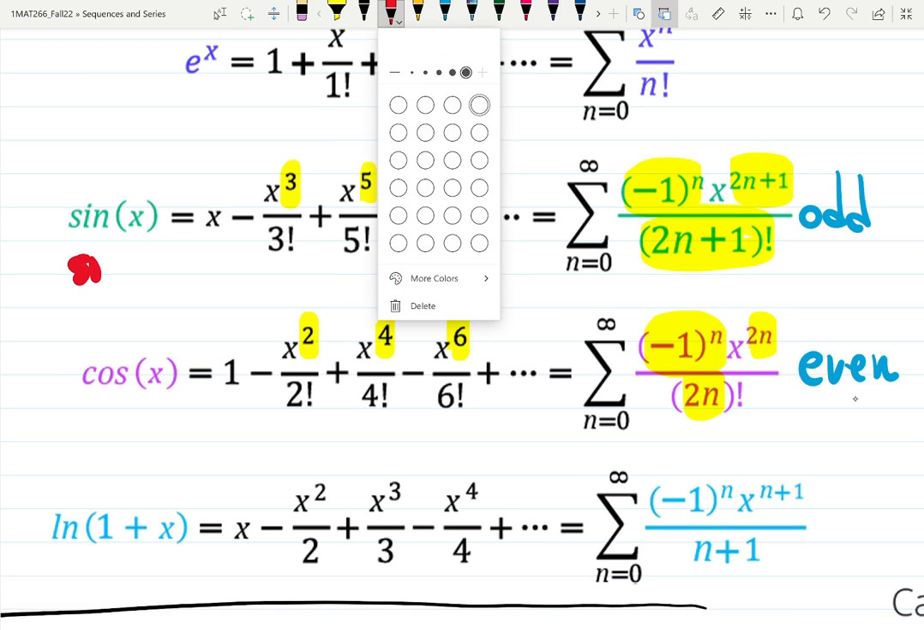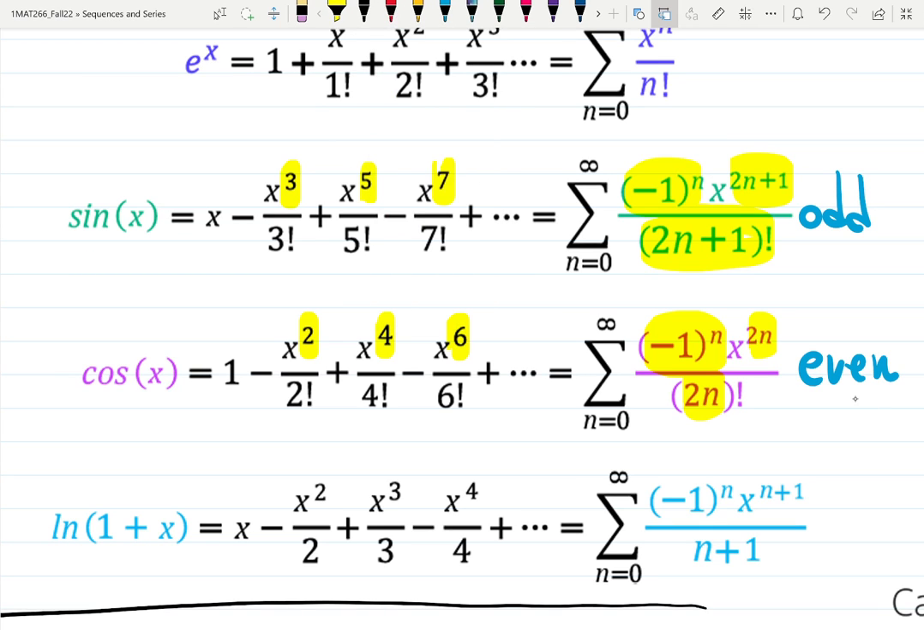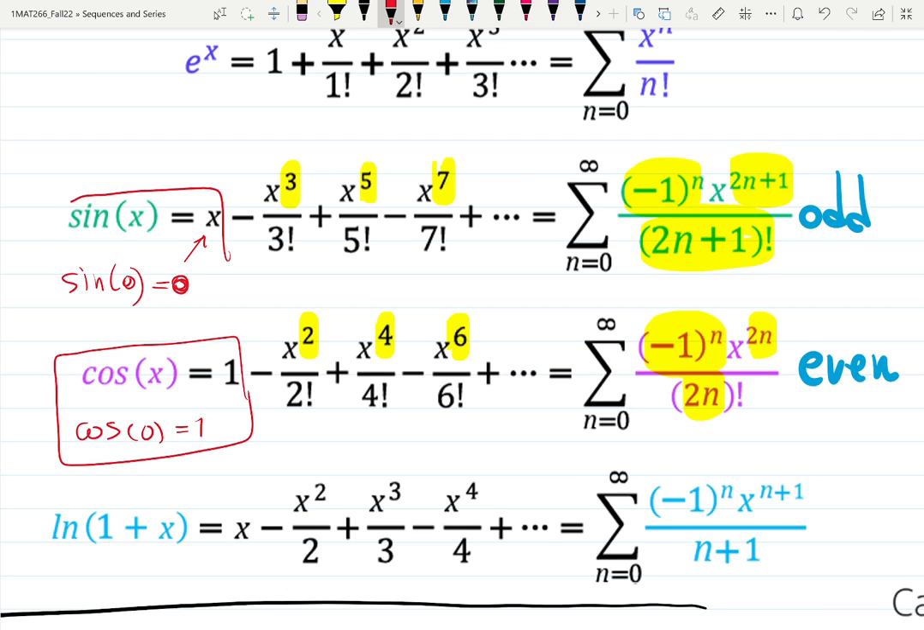Sine at 0 is 0, right? We know that. And it's true. If you plug in 0, everything becomes 0 for sine. While cosine at 0 is 1, and it's exactly what is happening over here. When you plug 0 into cosine, it gives you 1. So it matches. The formula works.